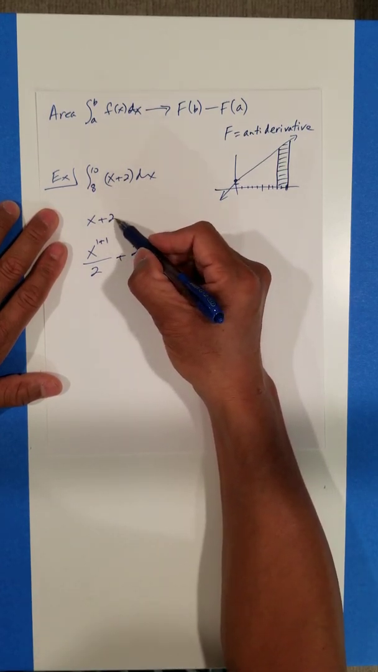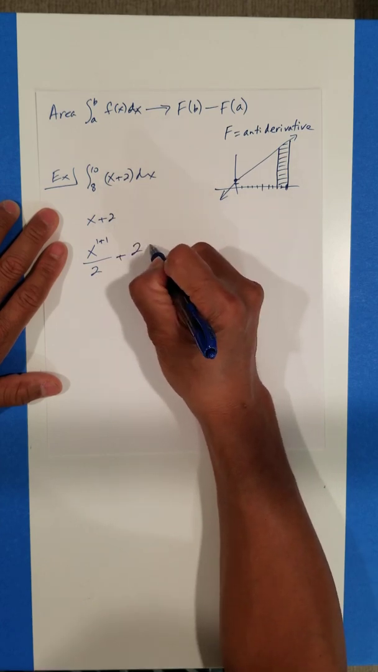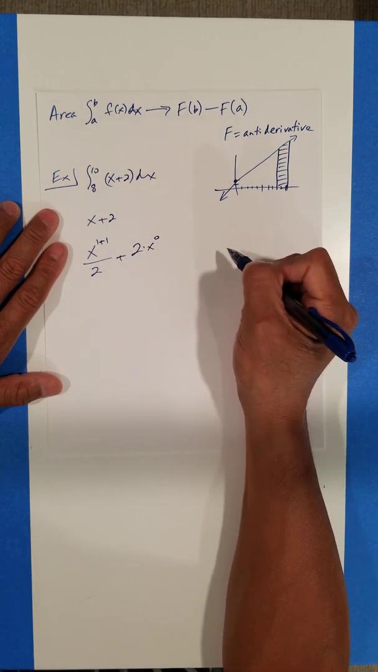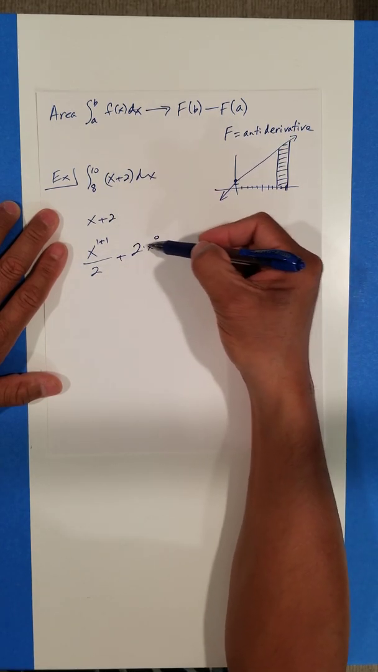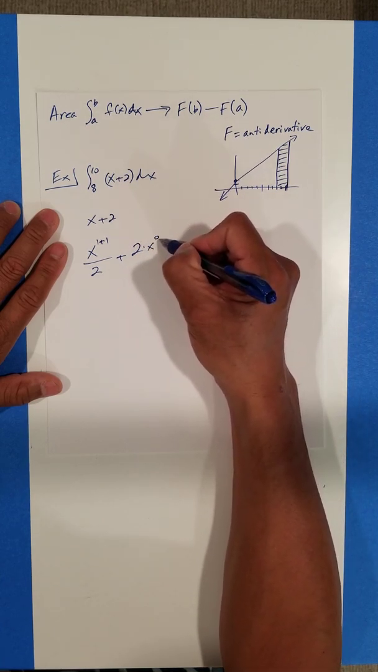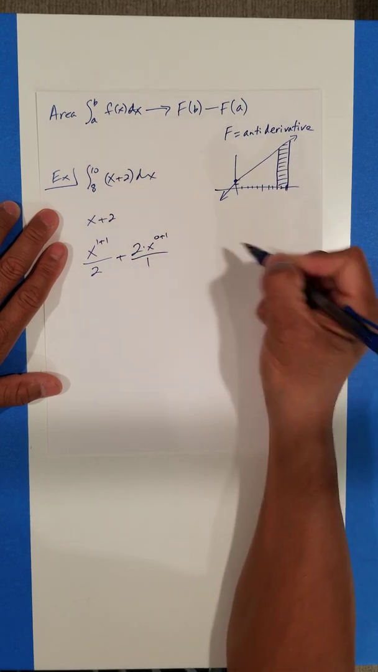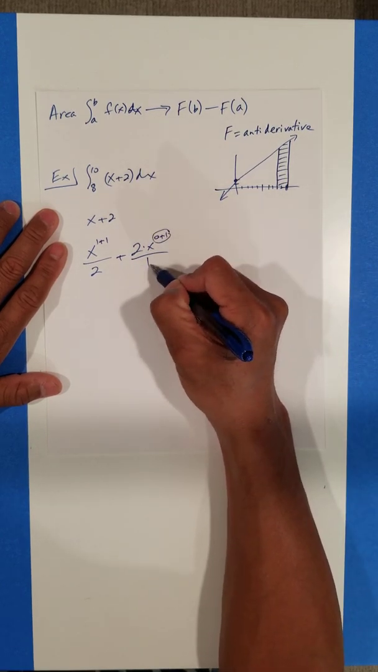Now 2 actually has an x right there, right? If you think about it carefully, I can easily say 2 is the same thing as 2 times x to the 0. So this currently has a power of 0. So I'm going to add 1 to the power and divide by that new power. The new power here is 1.